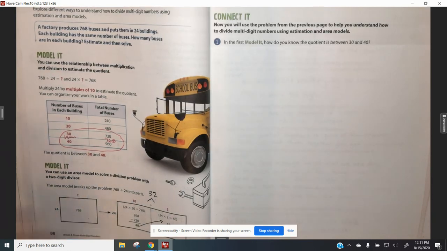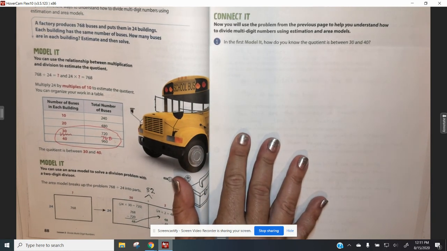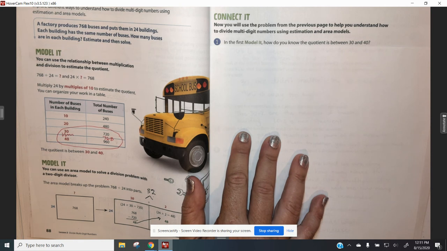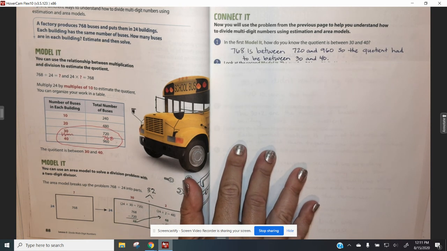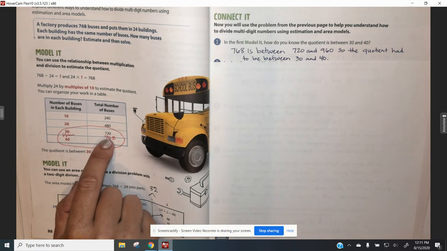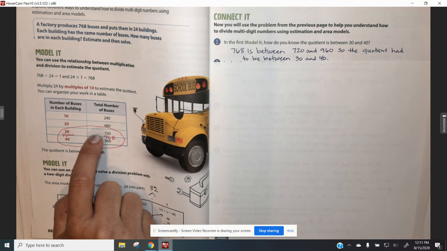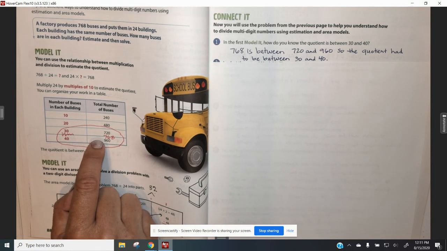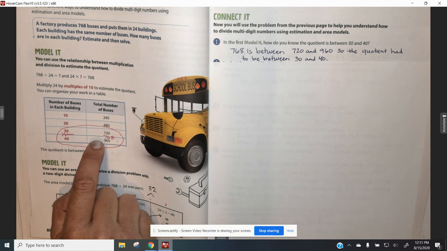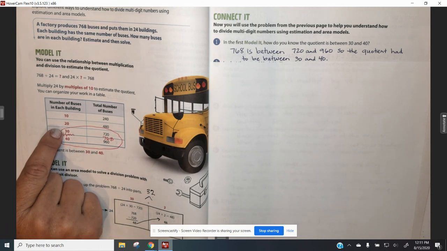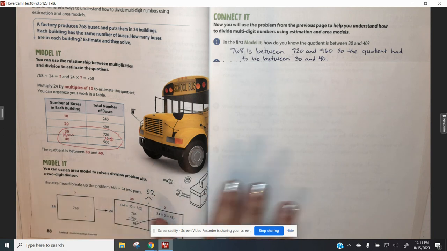In the first modellet, how do you know the quotient is between 30 and 40? We know that it's between 30 and 40 because 768 is between 720 and 960. So therefore, we know it's going to be between 30 and 40.